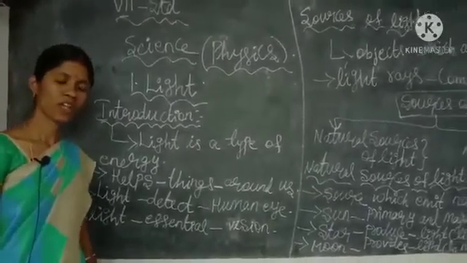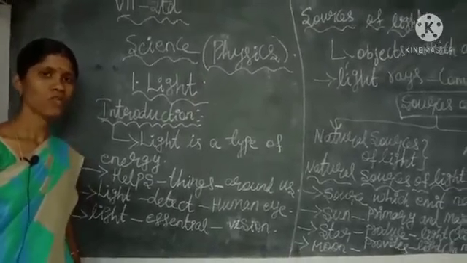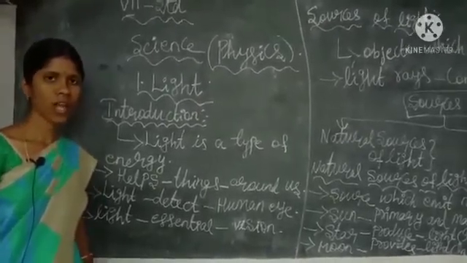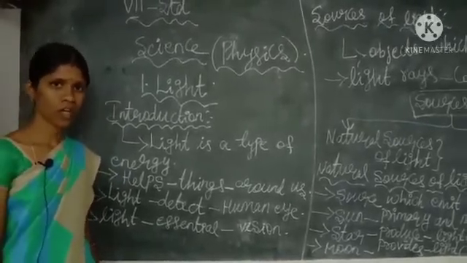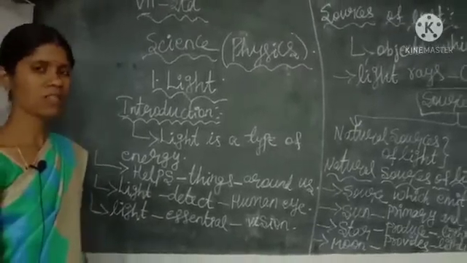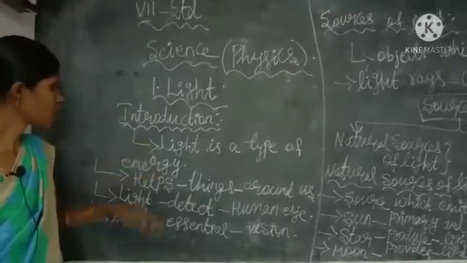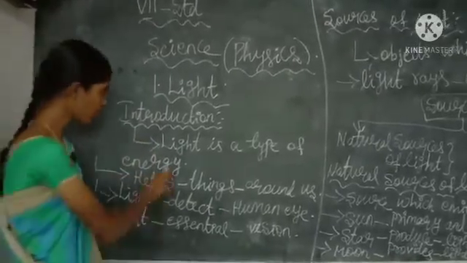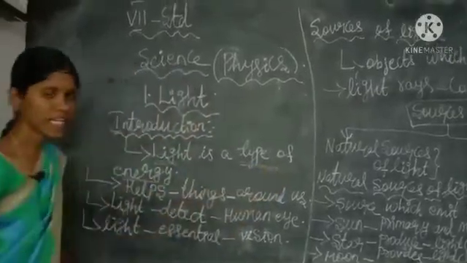When you enter into a dark room, nothing is visible. After you switch on the light, you can see the things or materials in the room. With the help of light we see the things or materials in the world. So light is a type of energy.